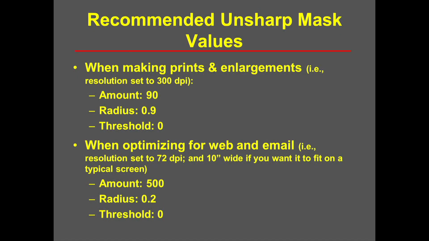And if you look at your handouts, I've itemized it for you. Here it is, the recommended Unsharp Mask values. When you're making prints and enlargements, you want to set the numbers to 90, 0.9 and 0. When optimizing for web and email, you want the numbers to be 500, 0.2 and 0. Up on the display, you'll really be able to see the effect that the second batch of numbers does. Plus, we're looking at it essentially as what's the web. It's a low resolution display.